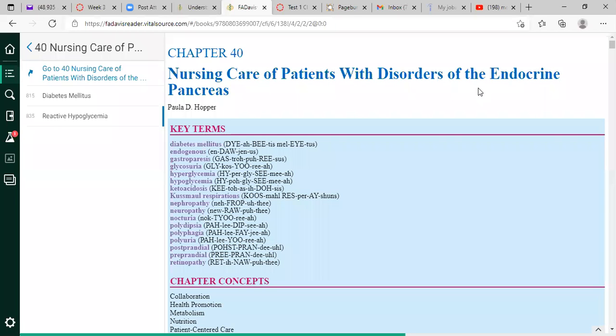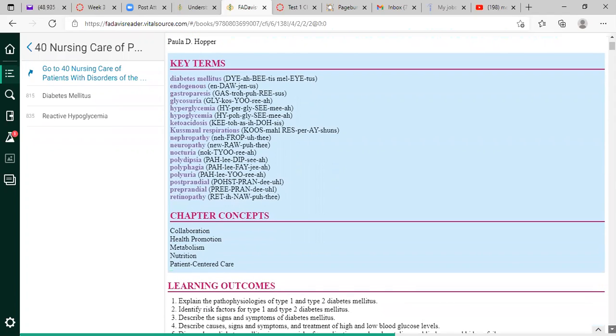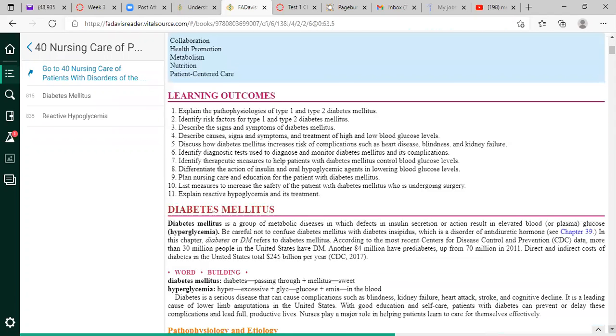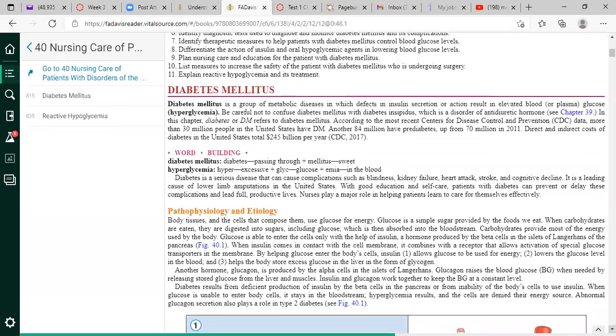Chapter 40 is talking about nursing care of patients with disorders of the endocrine pancreas. So it's talking about diabetes mellitus.